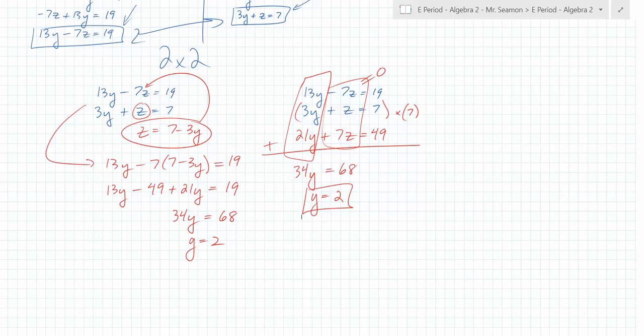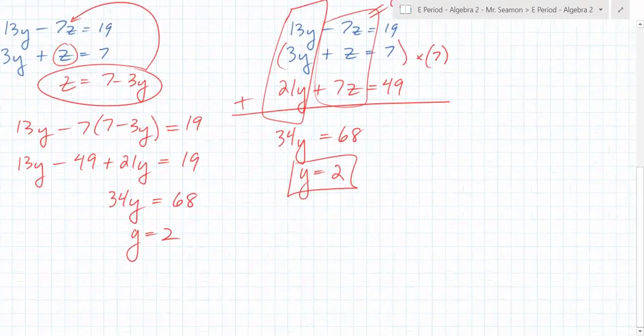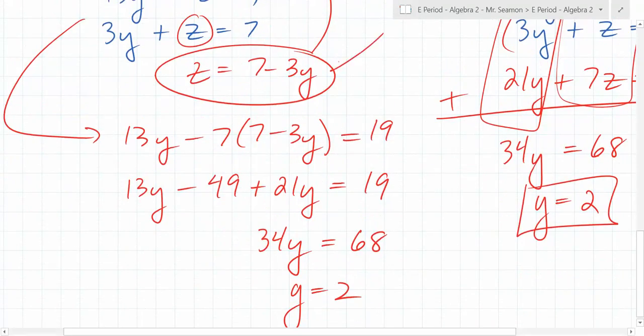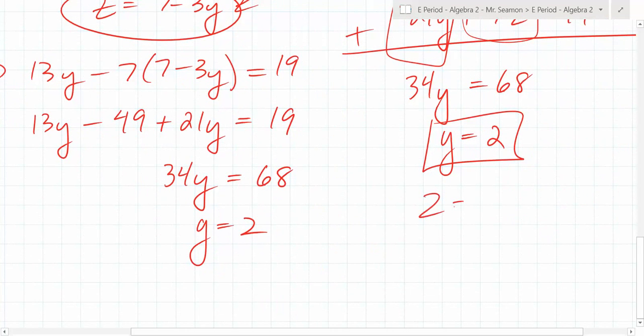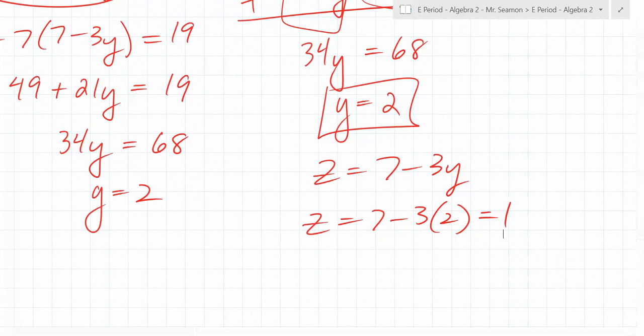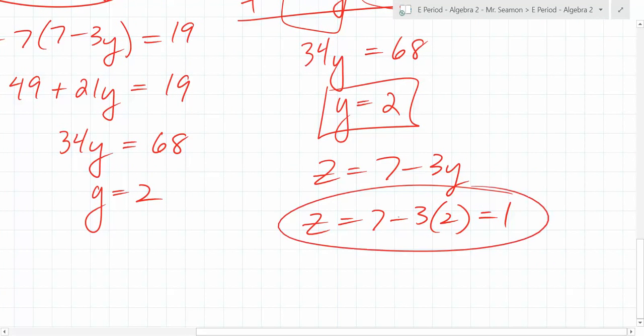So we're not done yet because we just have y. We know what y equals. What else do we need to find? What the other two equal. What value should we find next if we know y? Let's find z. We know z is equal to 7 minus 3y. So what does z equal? 7 minus 3 times 2 is 1.